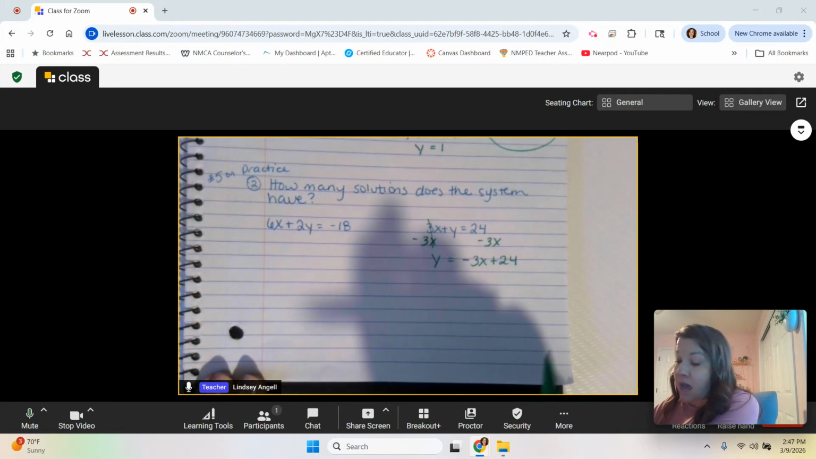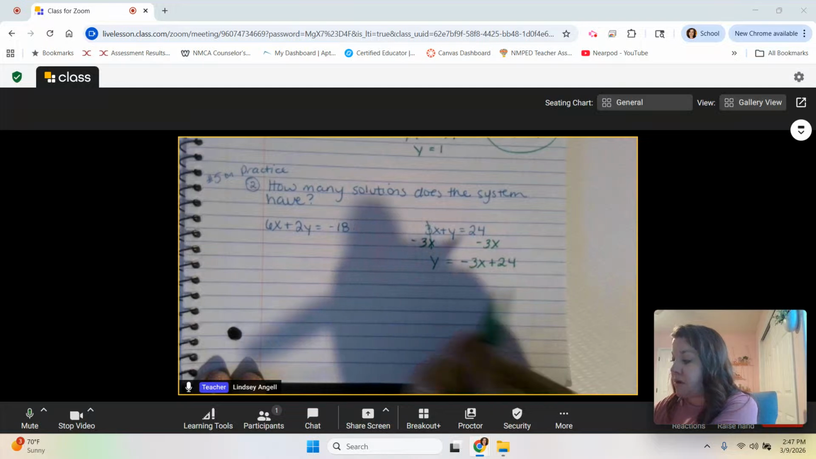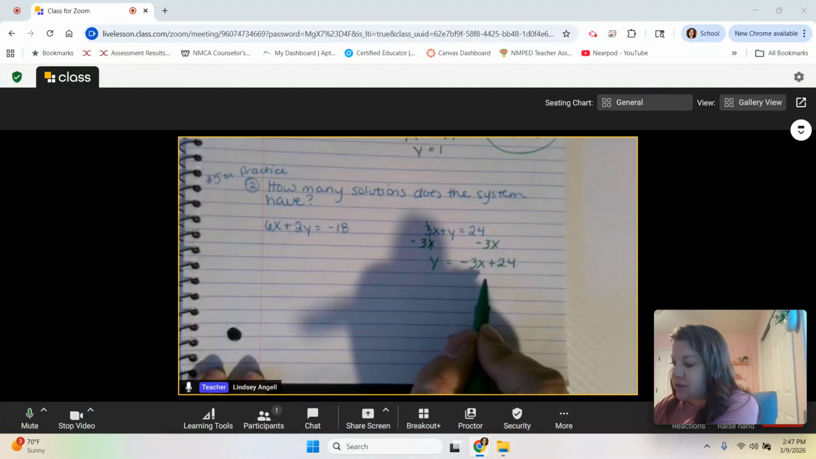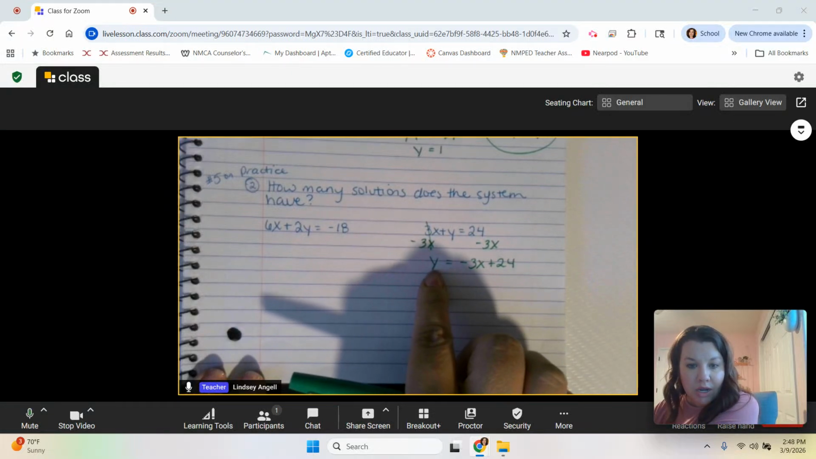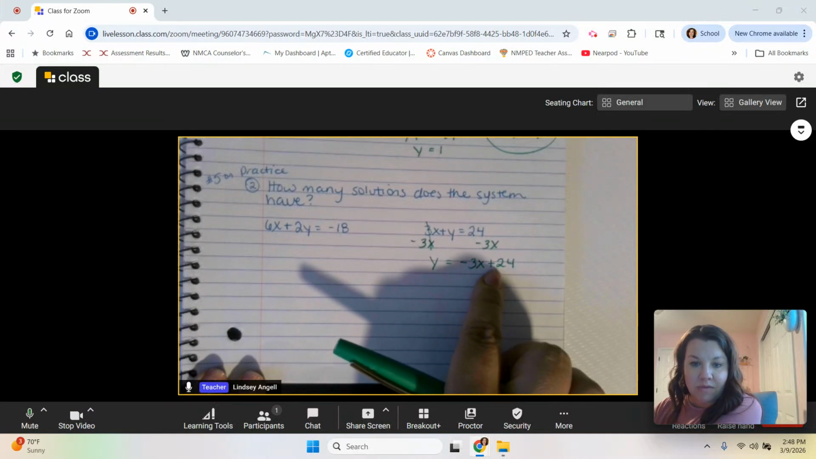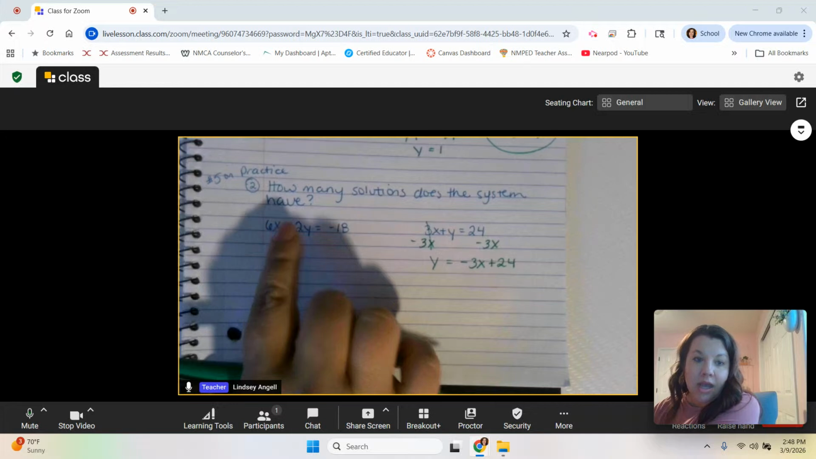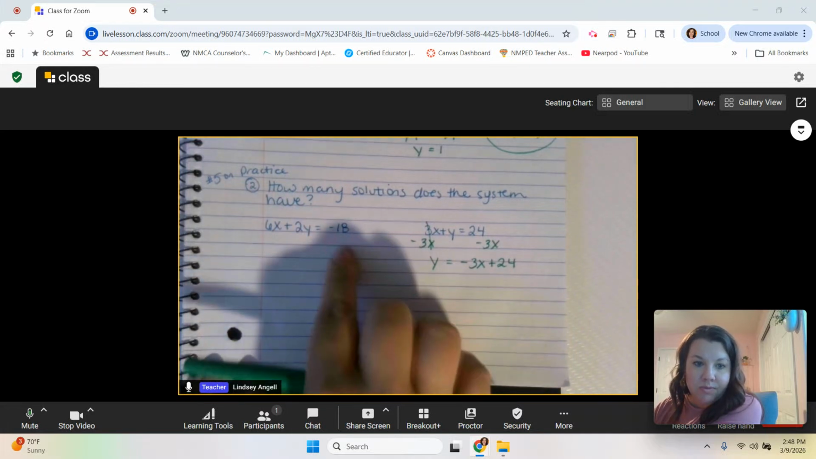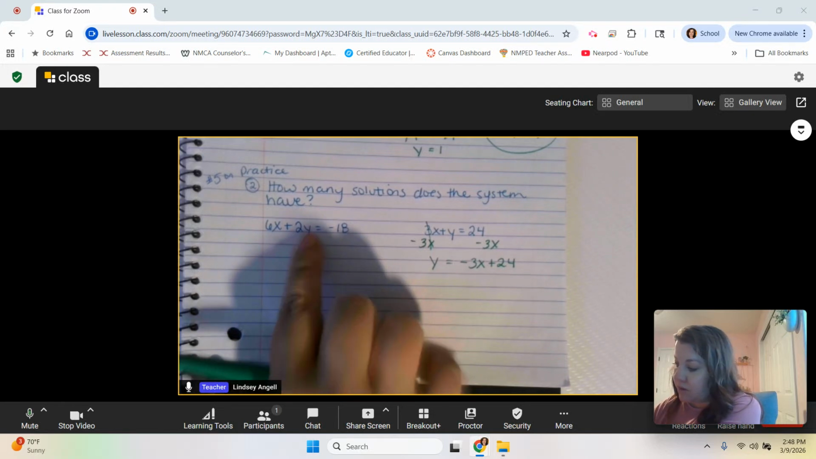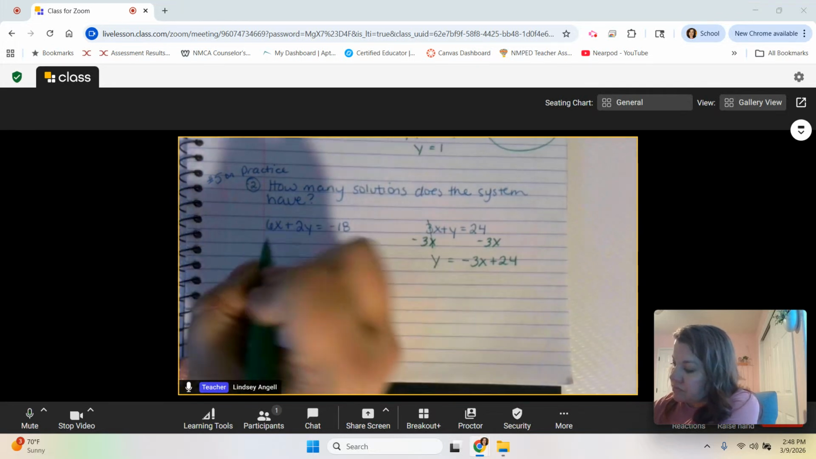This is the other thing that we could do: we could turn them both into slope-intercept form. But today we're focused on substitution, so that's what I'm going to do. Now that I know y is equal to negative 3x plus 24, I can take this value and plug it in over here, and then solve for x, okay?